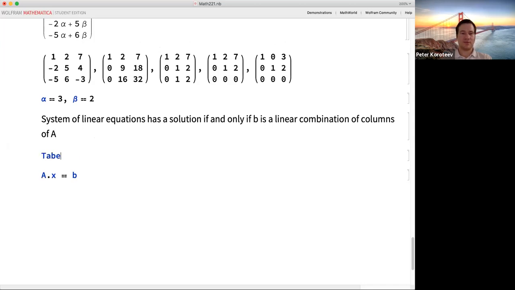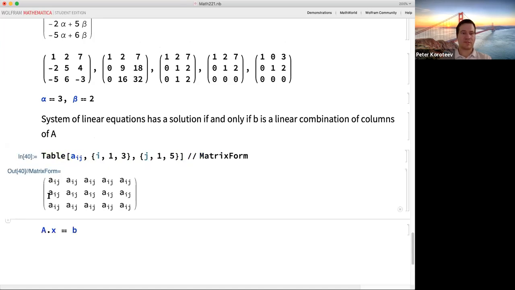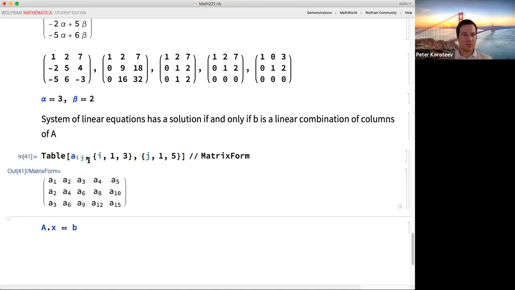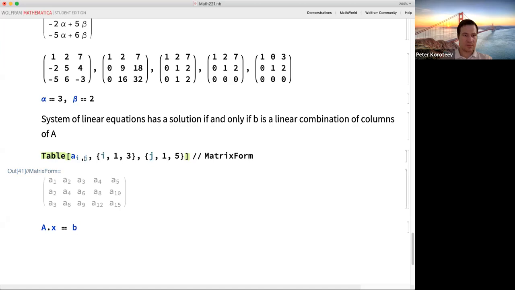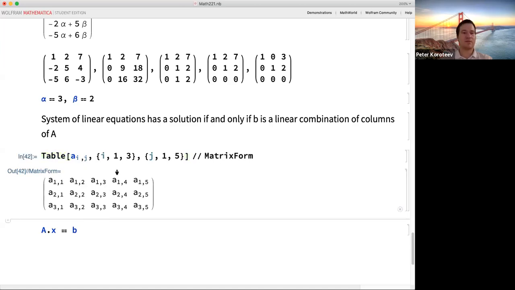So this is just another way to say that, well, the way you're going to do it is like this, right? So say we have a matrix A, in general filled by some entries. So let's say this is matrix A, which is 3 by 5, like this. Now that's better, right?